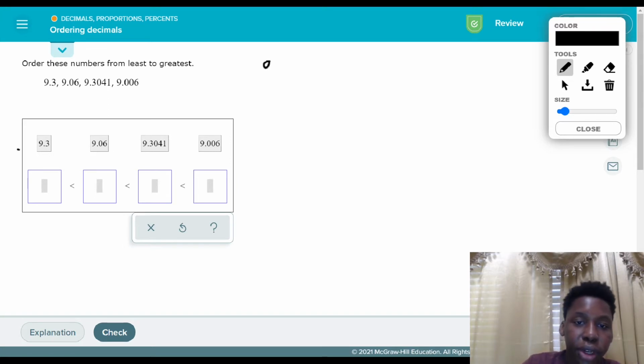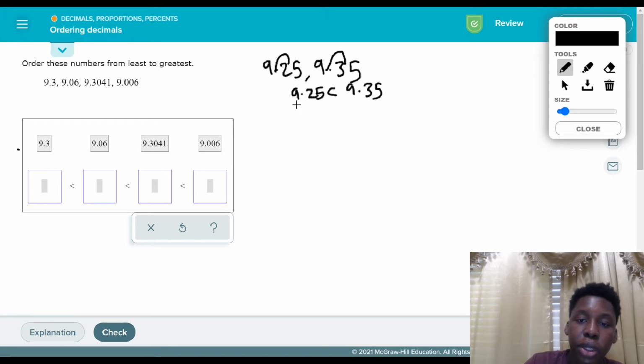So let's say we have 9.25 and 9.35. In this case, the 9 and 9 here are equal, right? So we move to the 0.2 now. We're working with 0.2 here and 0.3 here. We know 2 is smaller than 3, and because of that, we can automatically say 9.25 is smaller than 9.35. So that's what I mean.